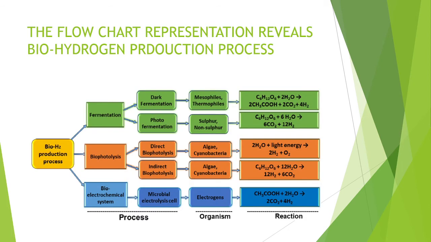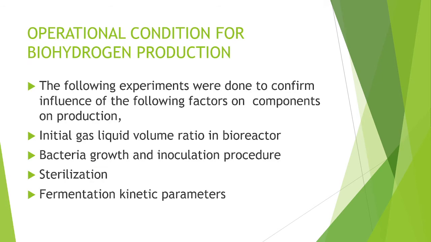And this flowchart reveals the biohydrogen production process in a much easier manner. So here we can see that it is split into 3 components: fermentation, biophotolysis, and bioelectrochemical system. Next, operational conditions for biohydrogen production. For this, we need various materials and methods, which include the initial gas-liquid volume ratio, bacterial growth and inoculation procedure, sterilization, and fermentative kinetic parameters.